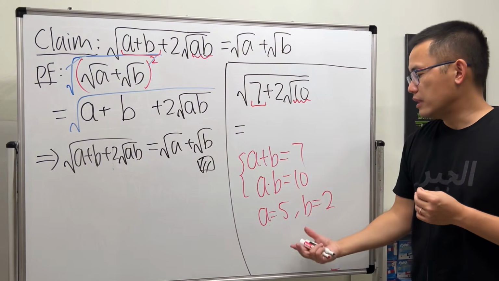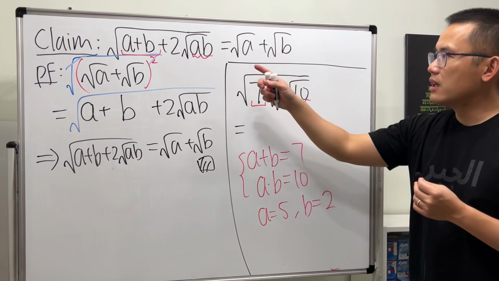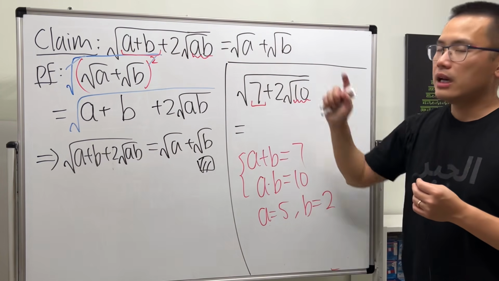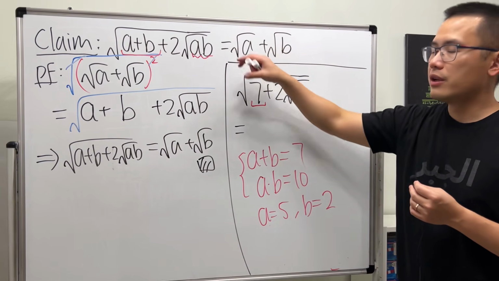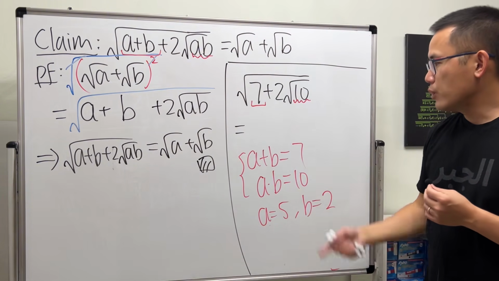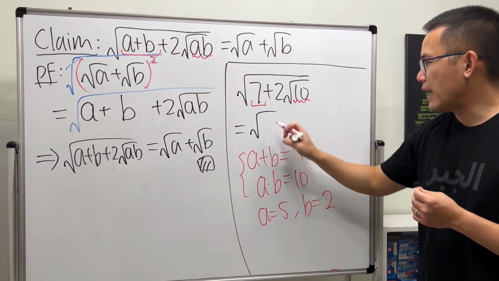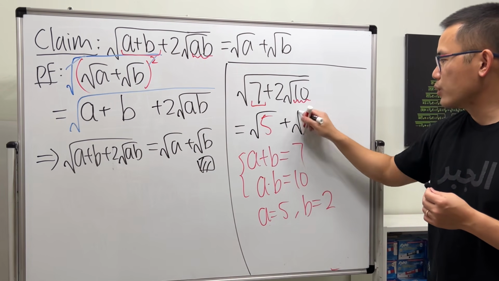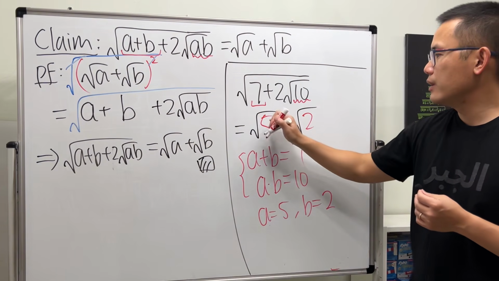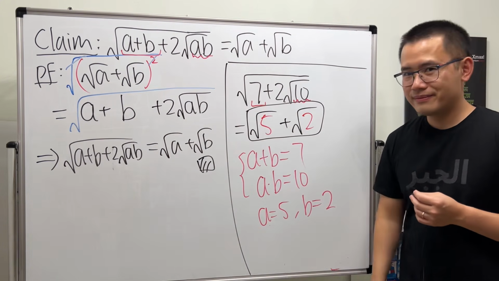If it's a sum, then the order doesn't matter. If it's a subtraction, you have to make sure the first part right here is bigger than the other. So we're pretty much done. This right here becomes square root of a, which is 5, plus square root of b, which is 2. And then we are done. Just like that.